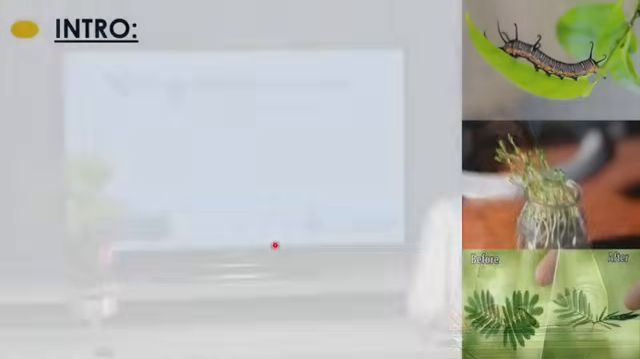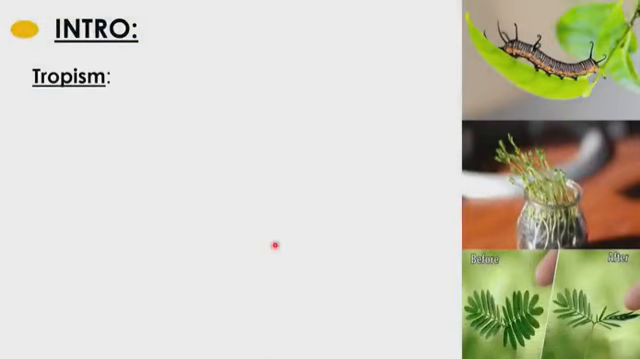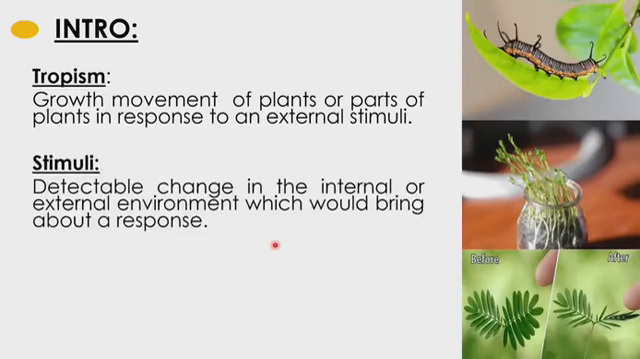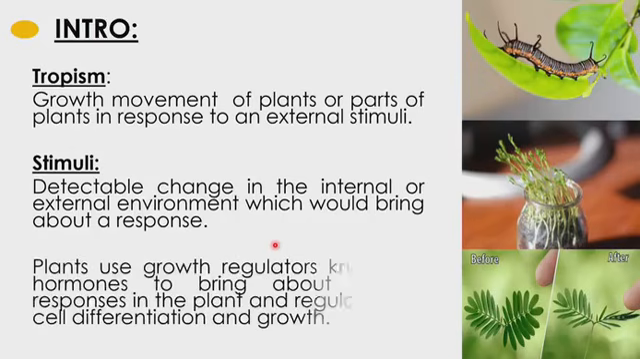So on the slide, we're looking at tropic movements when we talk about this. Tropic movements are growth movements of a part of a plant in response to some external stimulus. Those stimuli can include many different things, like I've mentioned: temperature, light, and gravitation, which is one of the ones we look at as well. A stimulus is any detectable change, either internally or externally, that could bring about a response. And plants use growth regulators known as hormones to bring about these growth responses and regulate cell differentiation. We'll look at some of these.